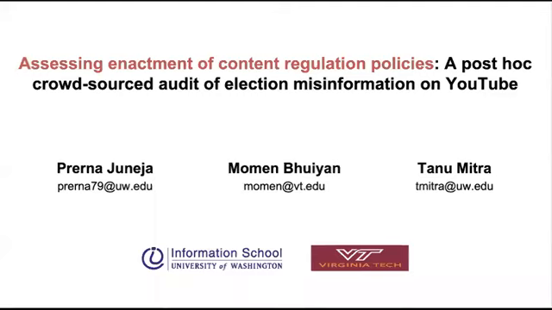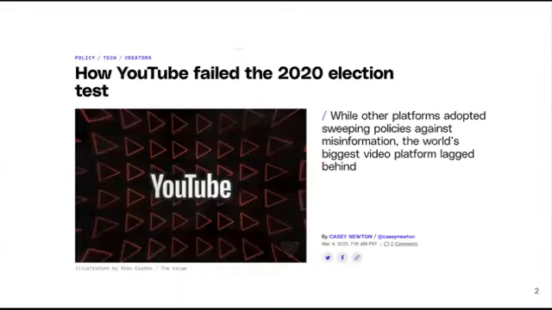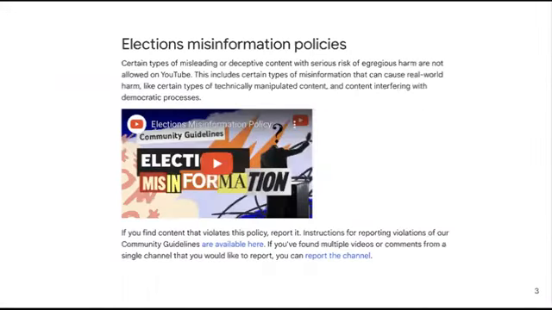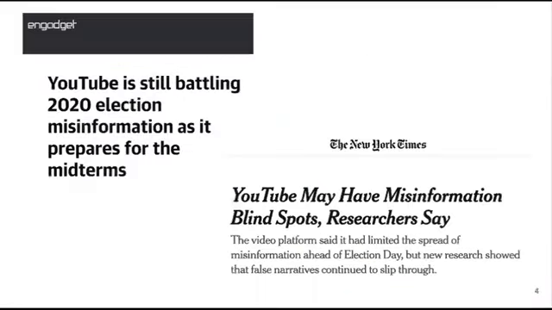In this presentation, I'll present our paper where we conducted a post-hoc crowdsourced audit of election misinformation on YouTube. After the US presidential elections in 2020, YouTube came under fire for surfacing election-related misinformation in its searches and recommendations. In response to this criticism, YouTube introduced content policies to remove videos spreading election-related falsehoods and claimed that misinformative videos would not prominently surface or get recommended on the platform.